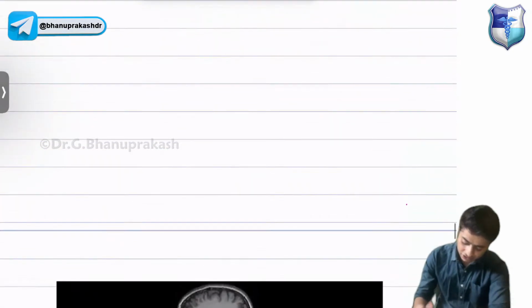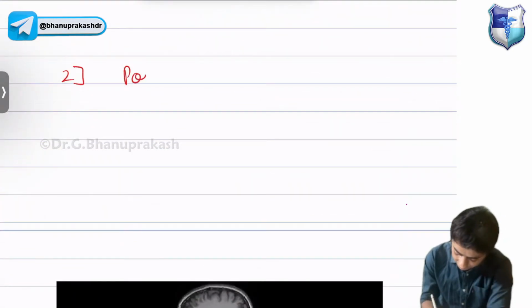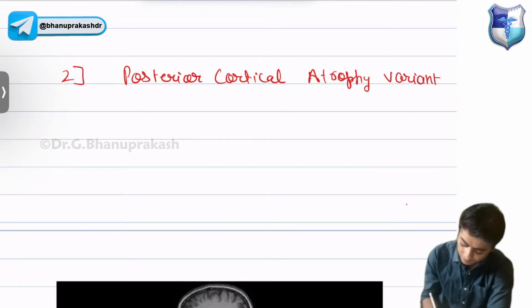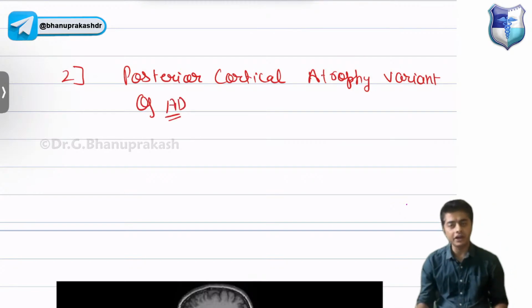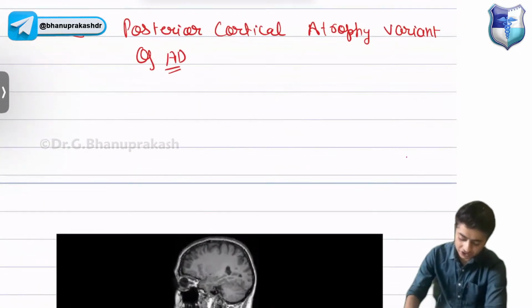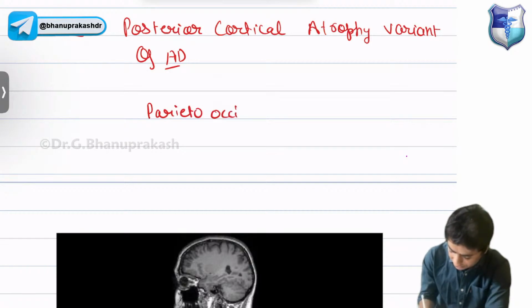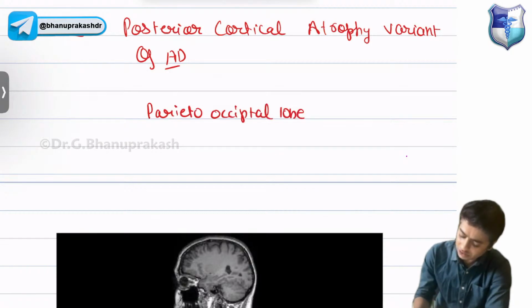Then the other is your posterior cortical atrophy variant of Alzheimer's disease. In this patient, the parieto-occipital lobe is affected.